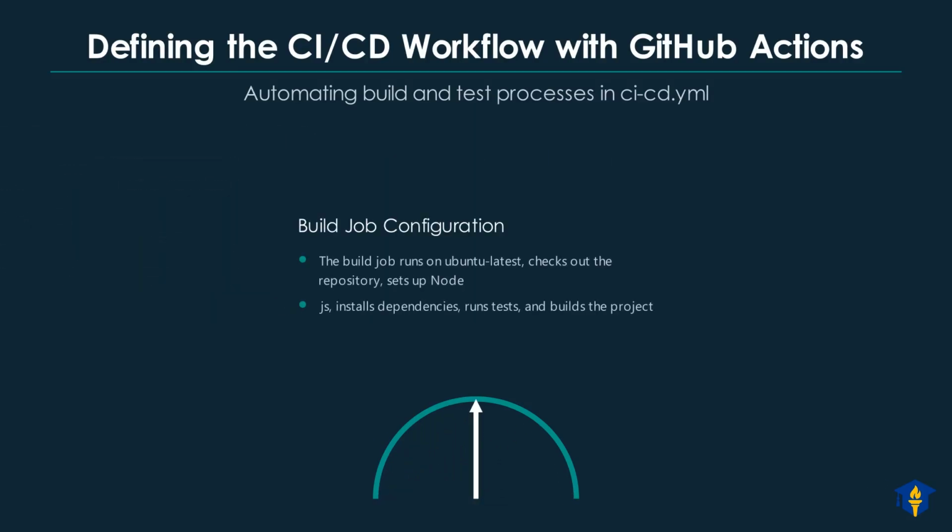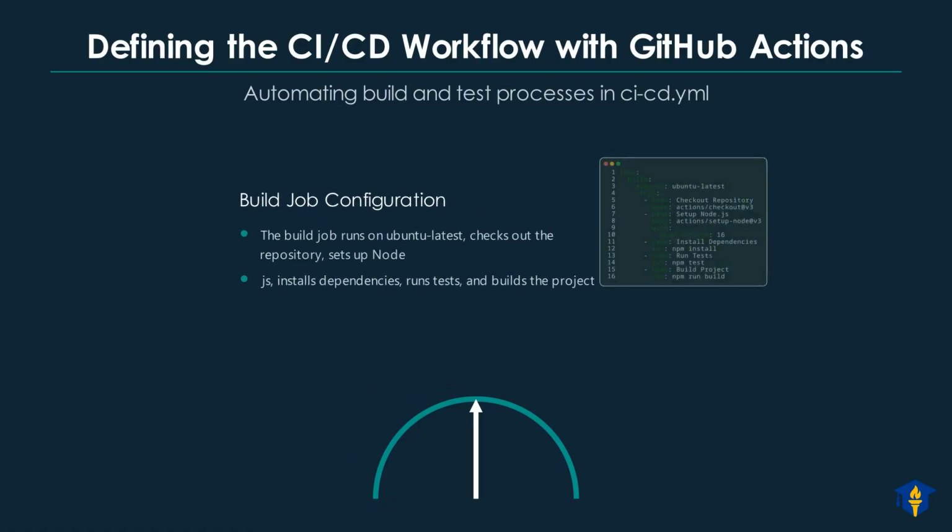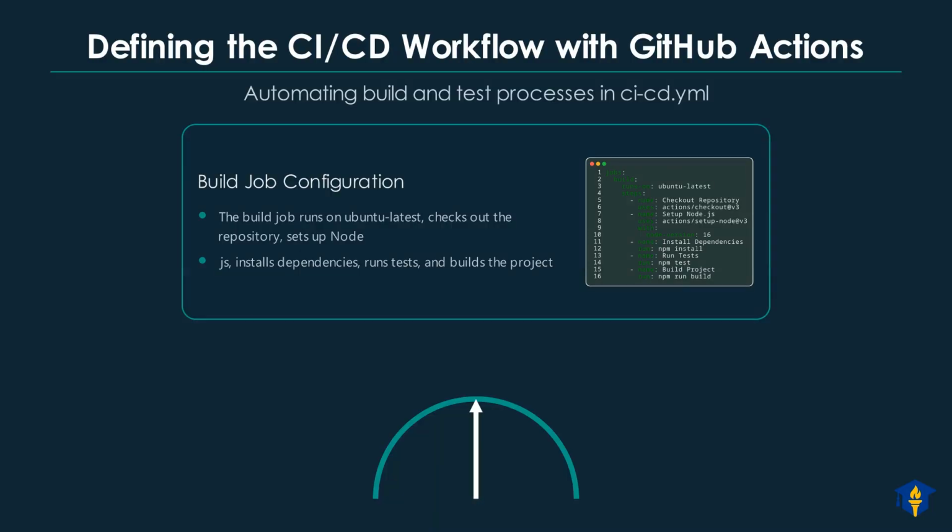Next, we configure the build job, which is a key part of our CI/CD pipeline. The build job runs on Ubuntu latest, setting up Node.js, installing dependencies, then running tests and building the project. This code outlines the build job, including checking out the repository, setting up Node.js, installing, testing, and building.